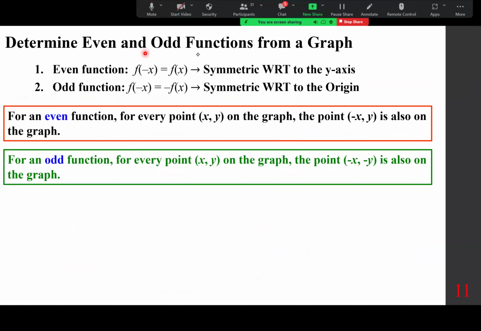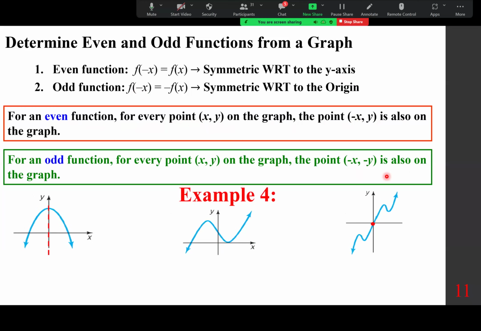All right, we want to determine even and odd functions from the graph. Even function: f of minus x is f of x, symmetric with respect to the y-axis. Odd function: f of minus x is minus f of x, and it's symmetric with respect to the origin. For an even function, for every point x, y on the graph, the point minus x, y is also on the graph. For an odd function, if x, y is on the graph, the point minus x, minus y is also on the graph. So here's an example where we want to determine whether we are dealing with odd, even, or neither.